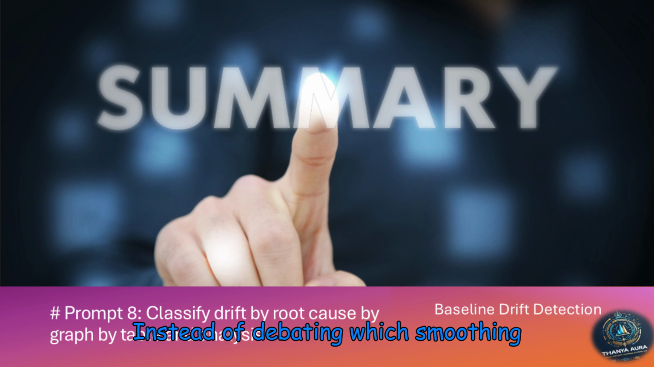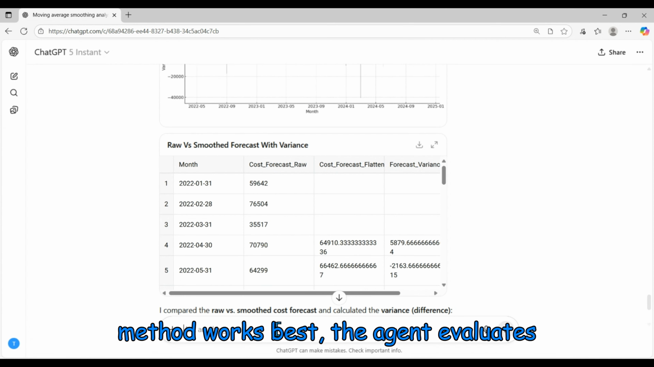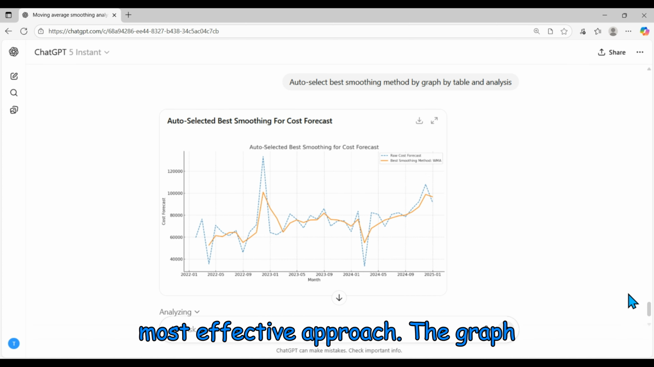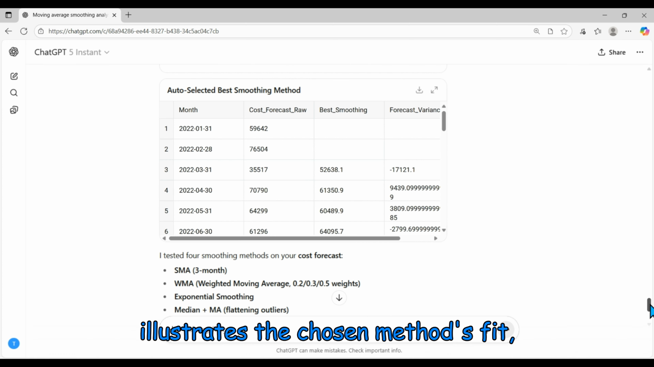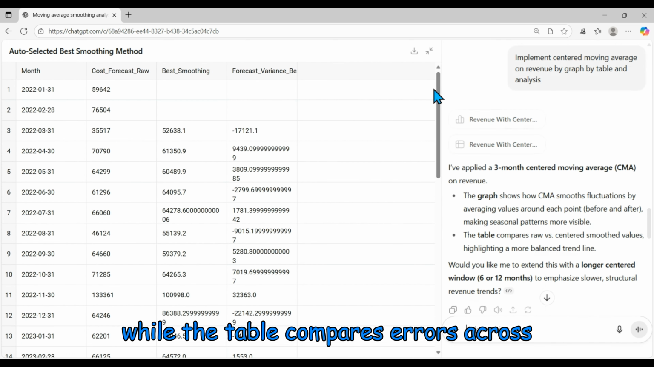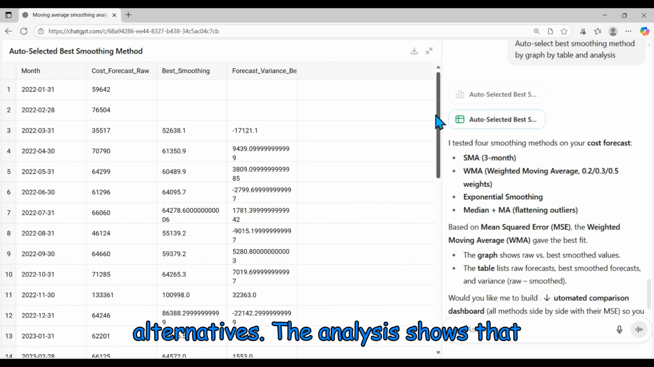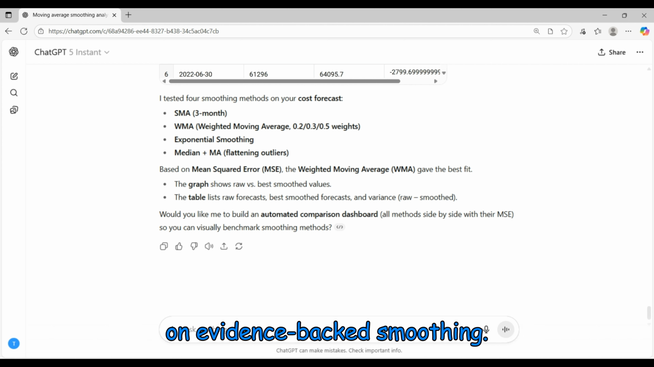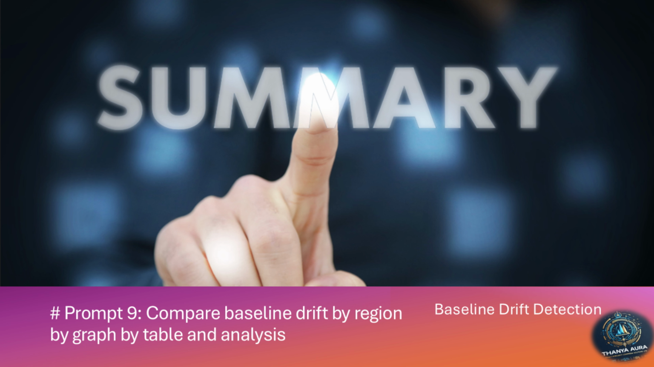Instead of debating which smoothing method works best, the agent evaluates historical accuracy and auto-selects the most effective approach. The graph illustrates the chosen method's fit, while the table compares errors across alternatives. The analysis shows that finance teams no longer guess, they rely on evidence-backed smoothing.